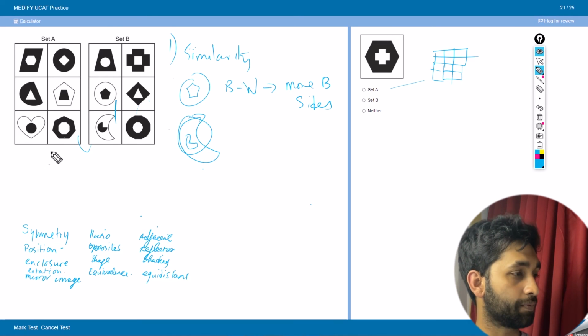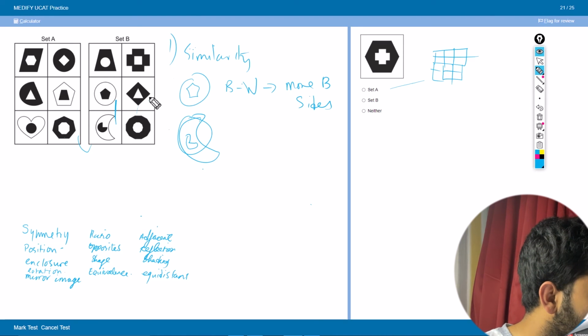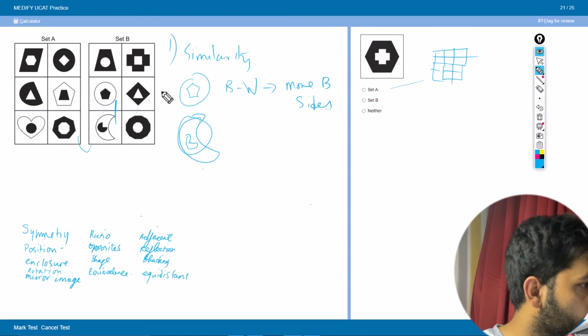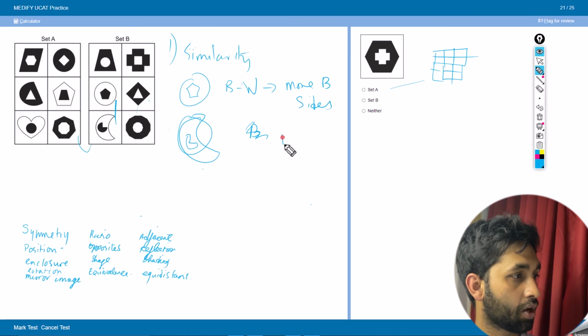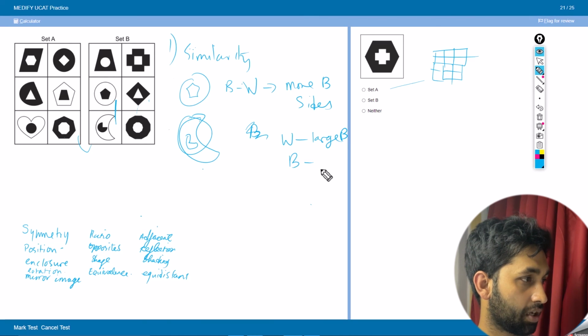Okay, so for white shapes is that. What about for black? Black, oh gosh. 4, 3, 4 white shapes. So black. So to make it more simple, white shapes have large B. Black shapes have small b.